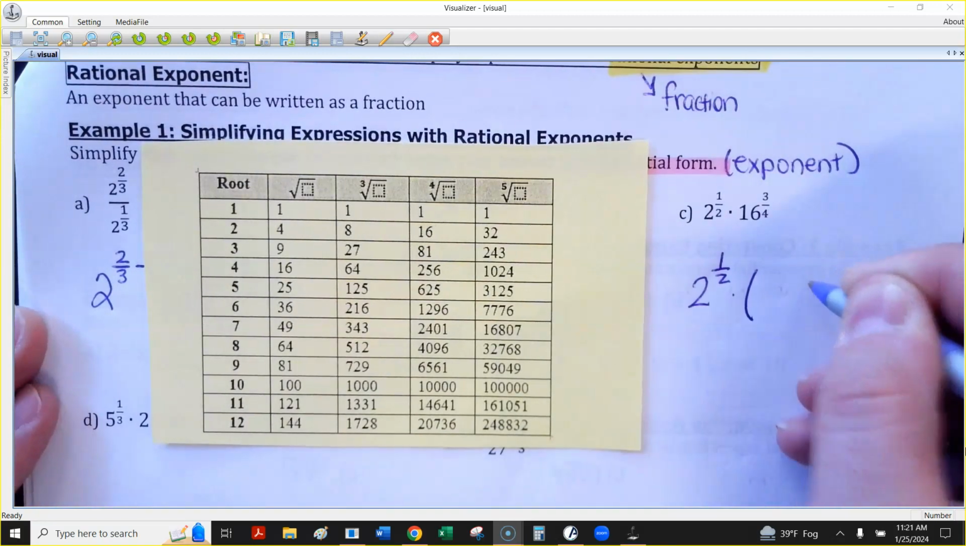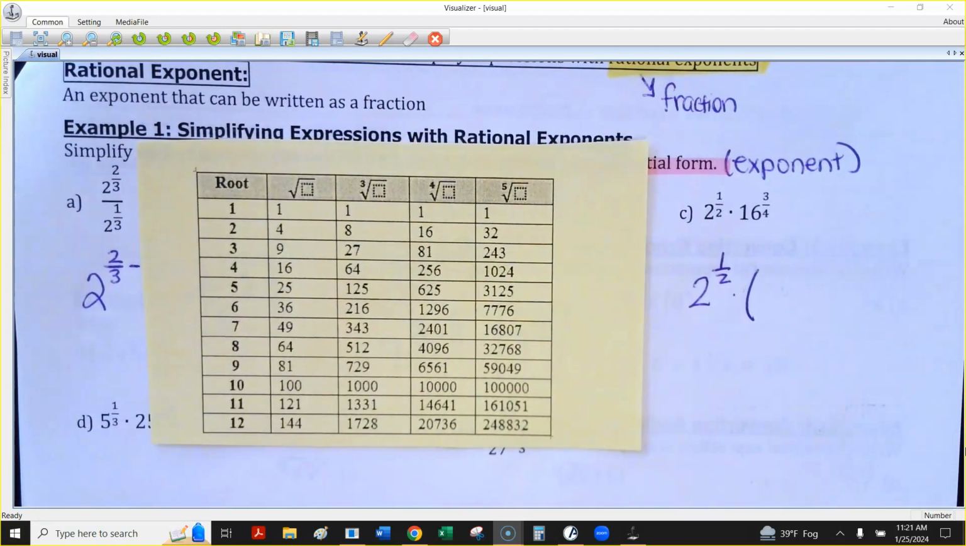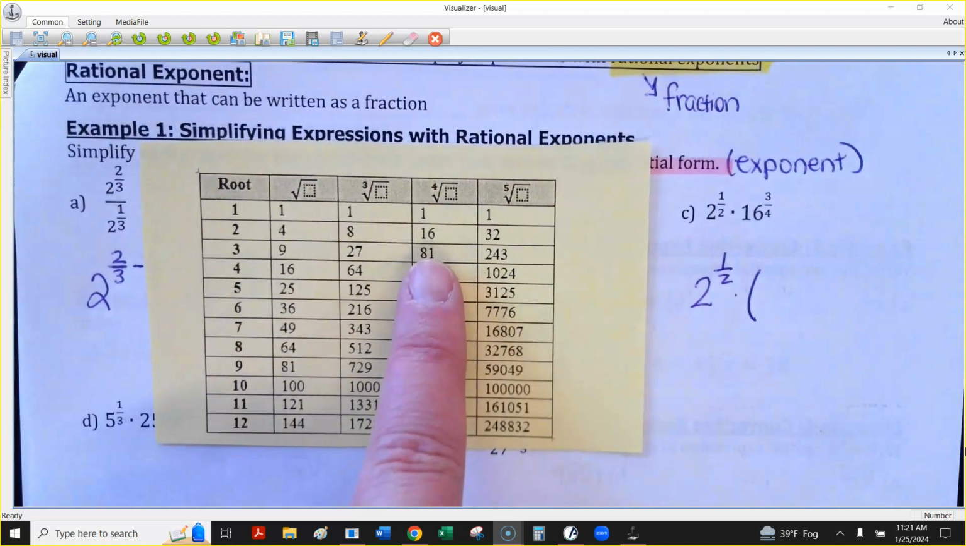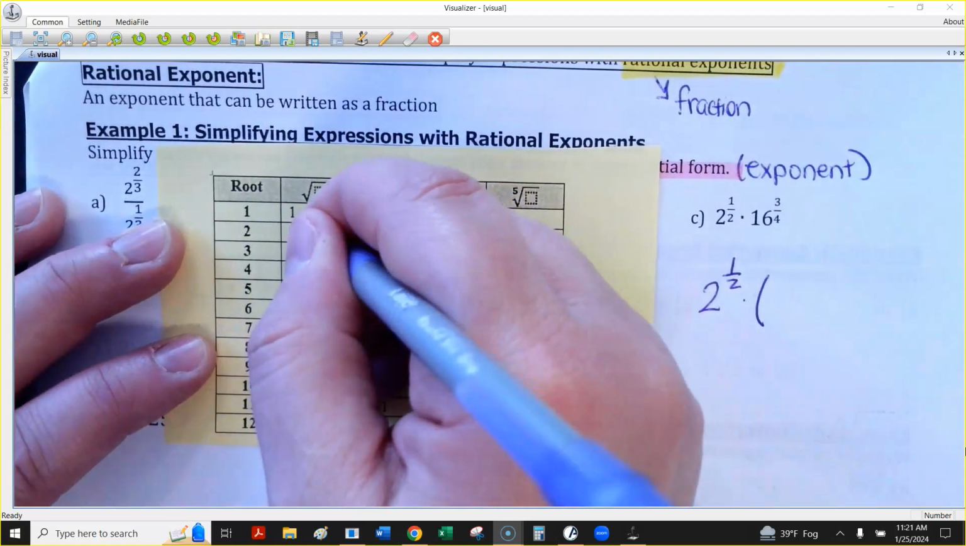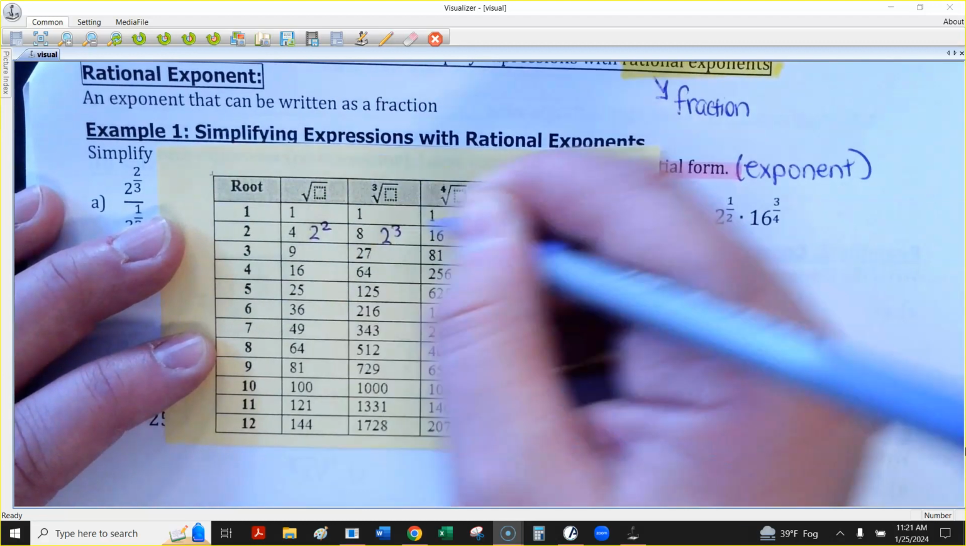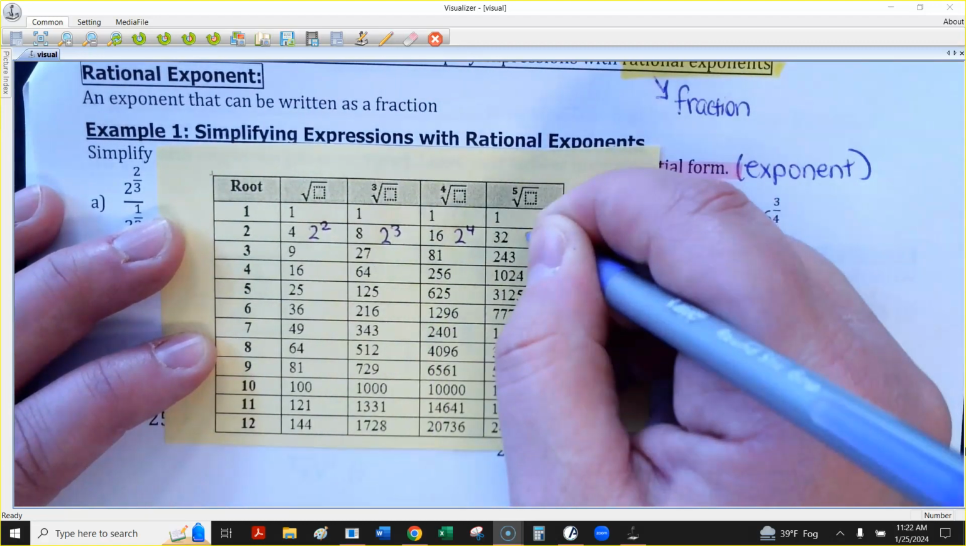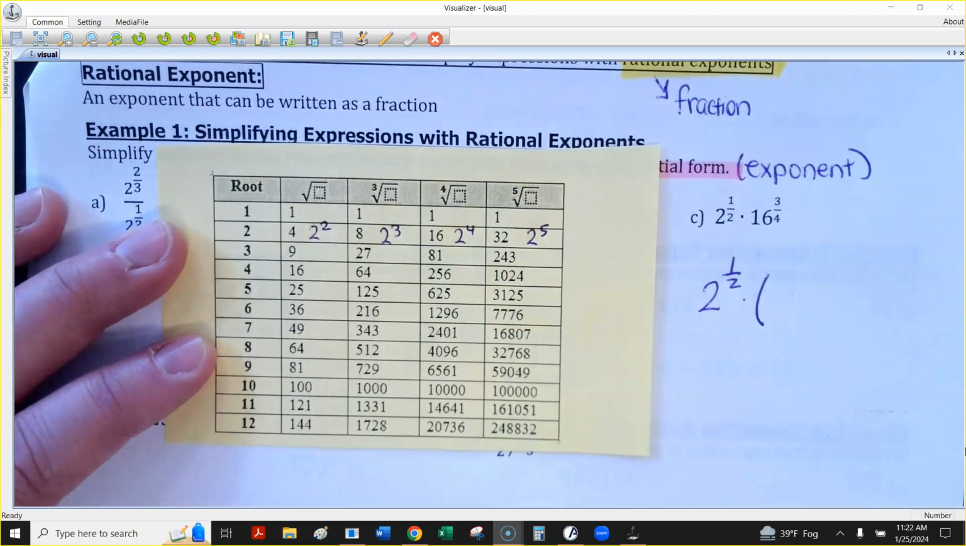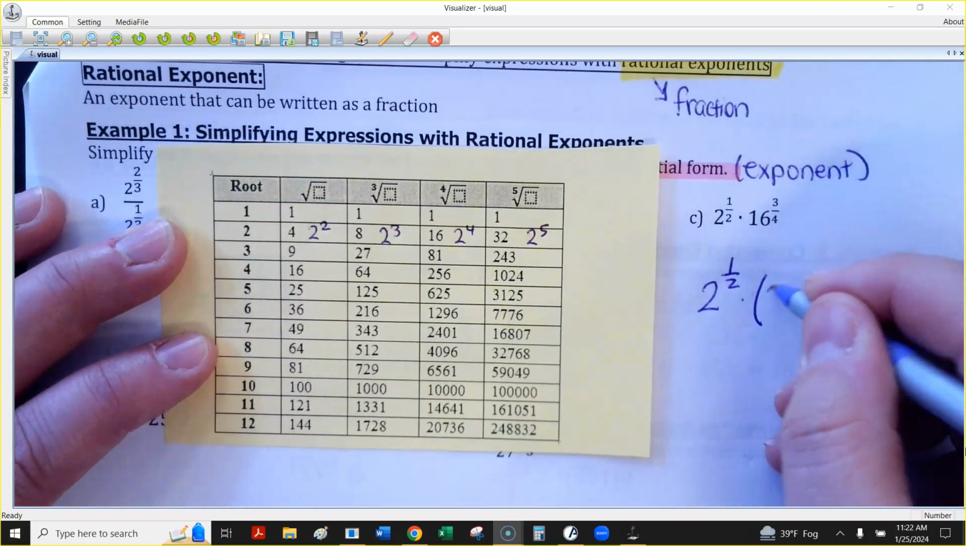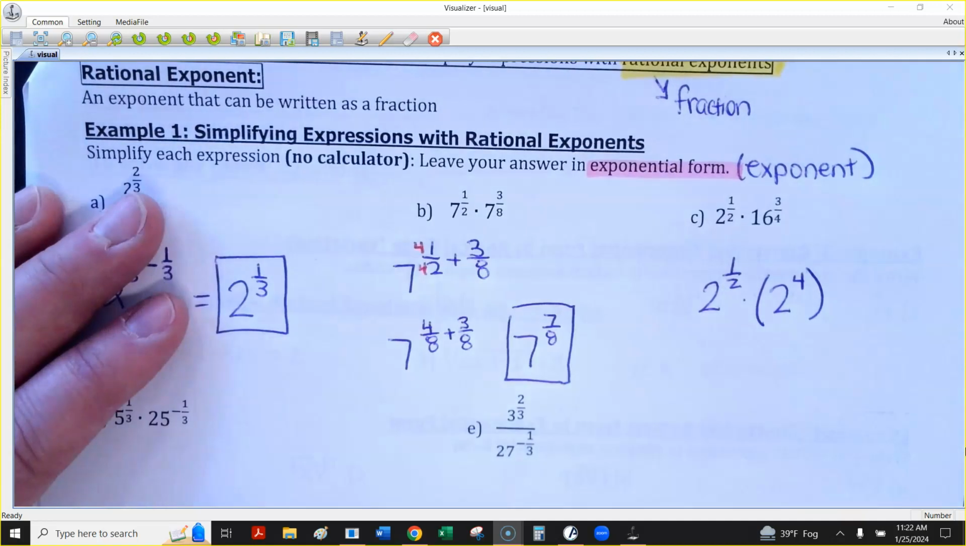Can anybody tell me how I could rewrite 16 as 2 to a power? Somebody say it again? How would I write 16 as 2 to some power? If you look at these, you see 16 here, these are powers of 2, right? So 4 is 2 squared, 8 is 2 to the 3rd, 16 is 2 to the 4th, 32 is 2 to the 5th. So whatever root that is, 2 to that power is that number. So that's what I'm going to do here. 16 I'm going to rewrite as 2 to the 4th because I've got to get like bases to be able to do this.